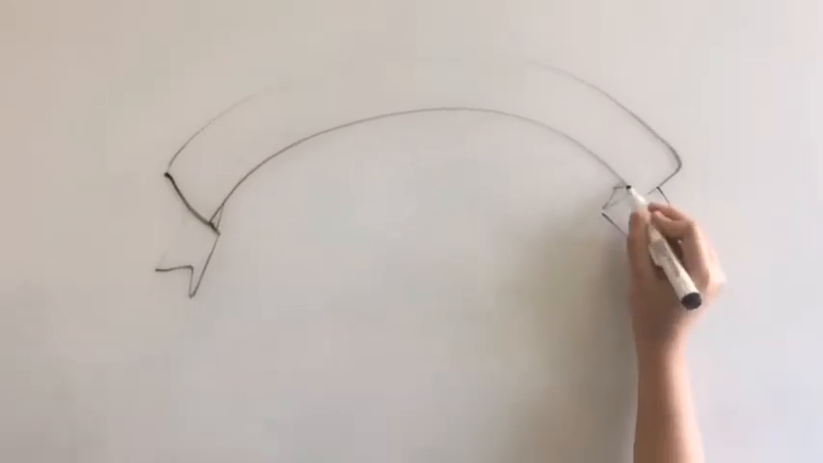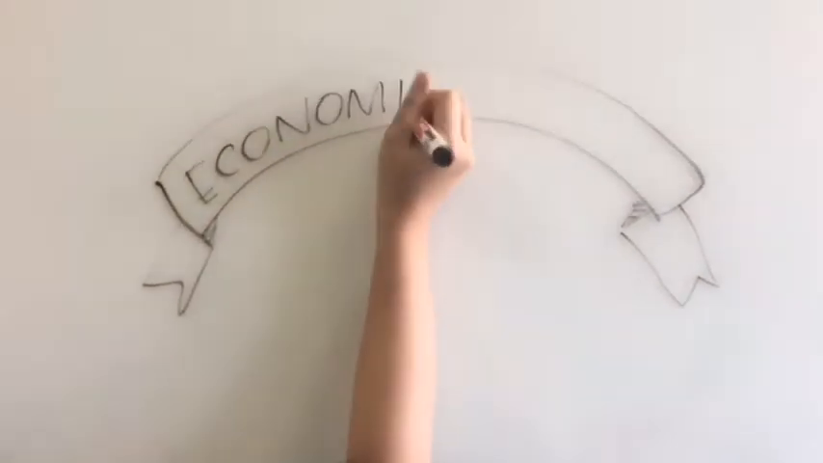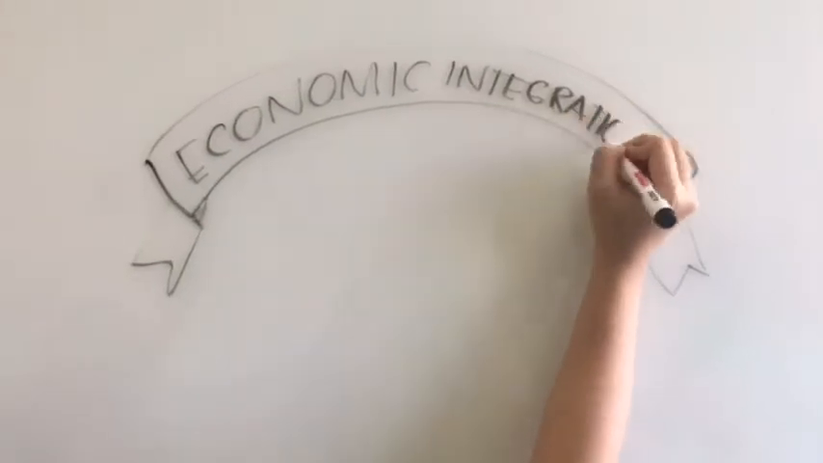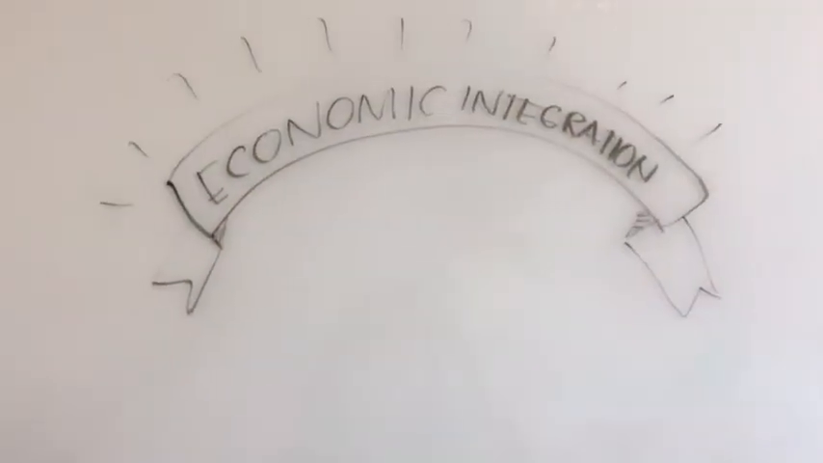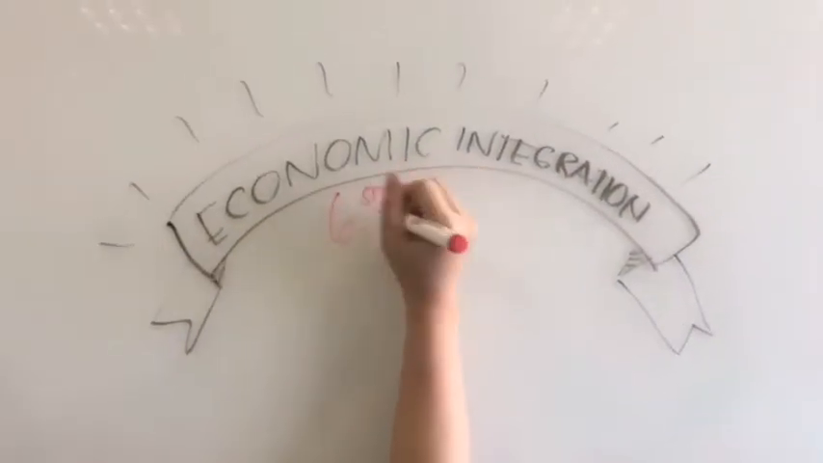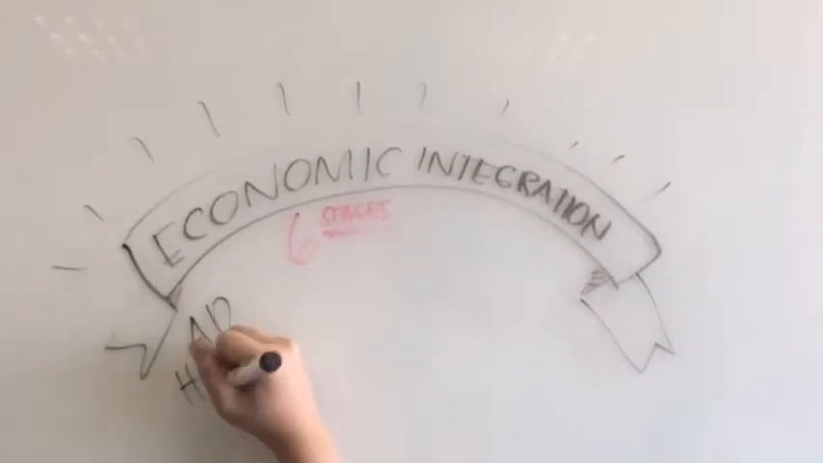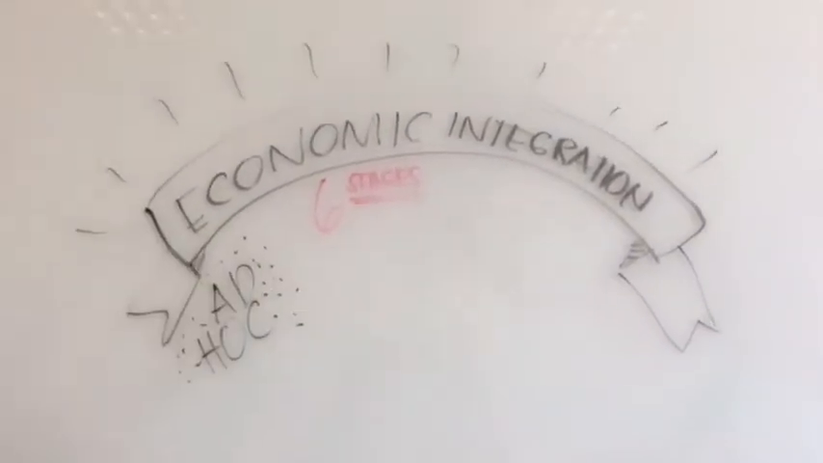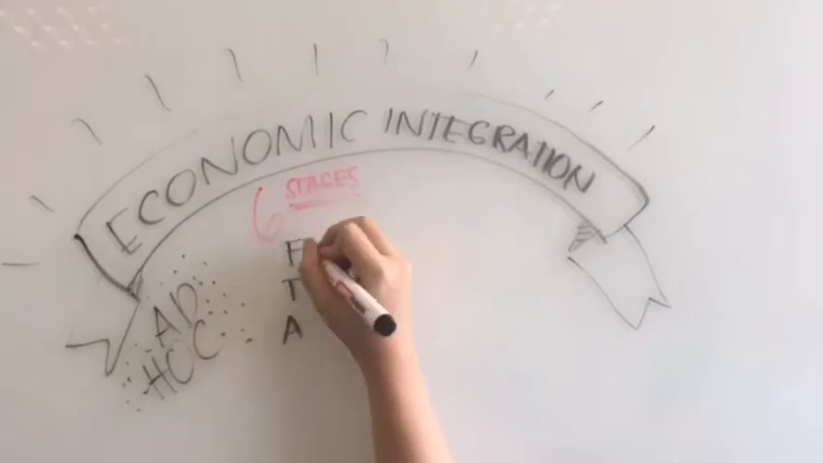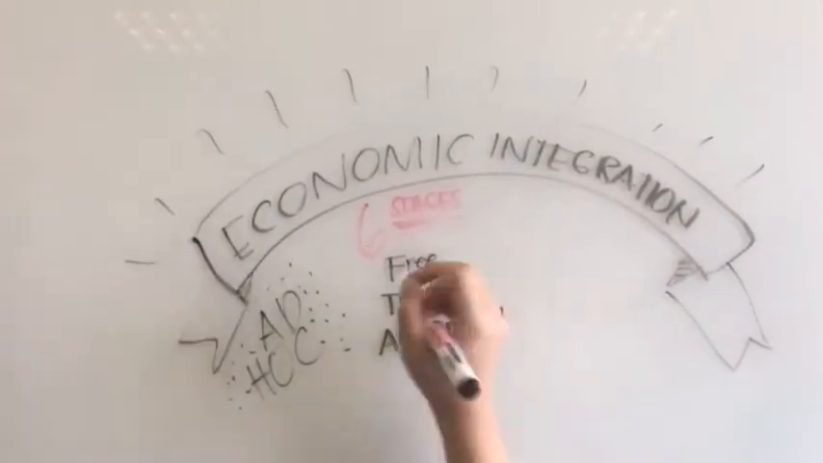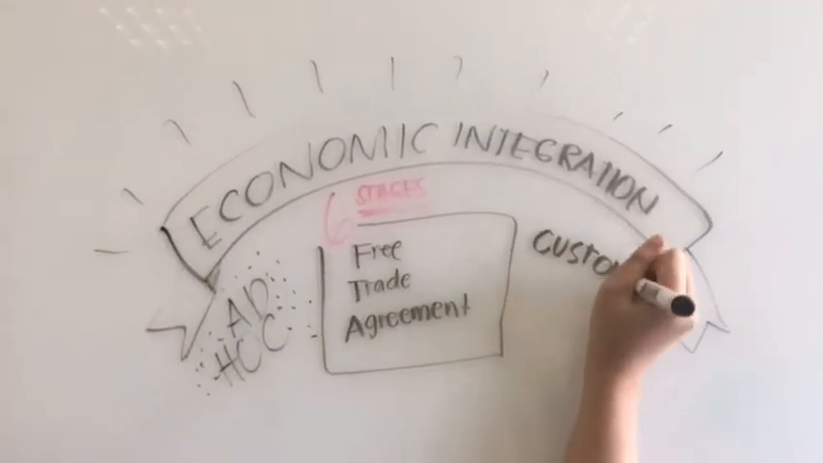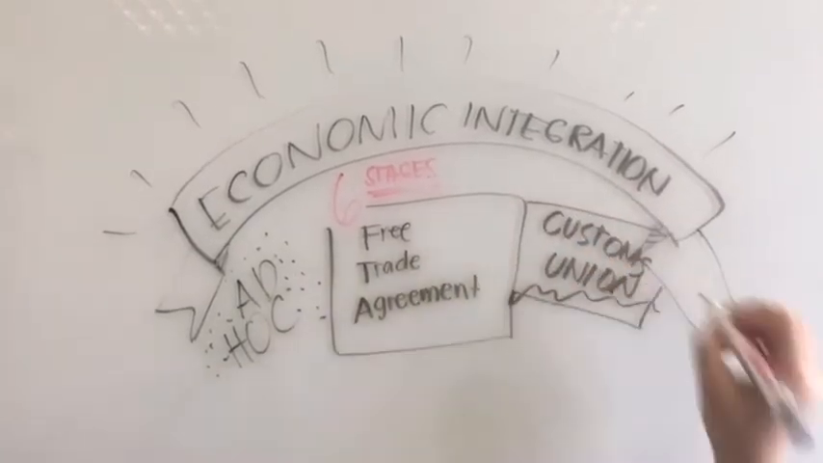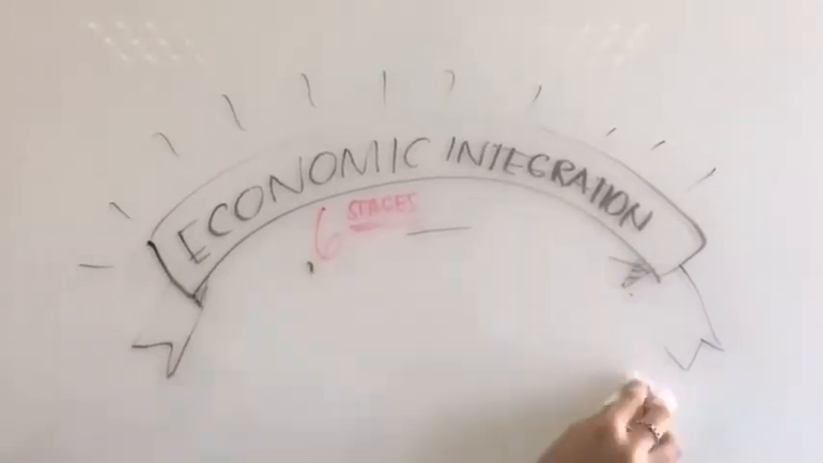Economic integration is a process, in a state of affairs, that has measures designed to abolish discrimination between economies. There are 6 stages to economic integration. First is the ad hoc cooperation or the preferential trade area. Second is the free trade agreement. Third is a customs union. Fourth is the common market. Fifth, a partial integration. And lastly, the full integration.